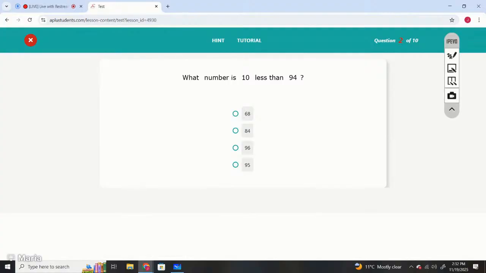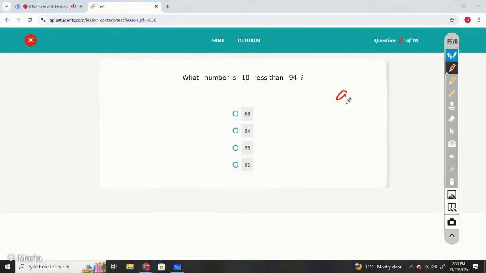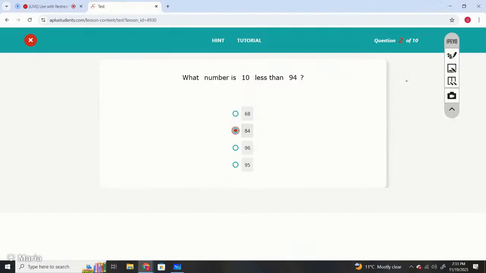What number is 10 less than 94? 10 less than 94 means we need to find 1 less in the tens digit. So the digit at the tens position is 9, right? So 1 less than 9 is 8. So that would be 84. The correct option is option number 2. 84 it is. Got it? The correct option is 84. Option number 2 is the correct option.